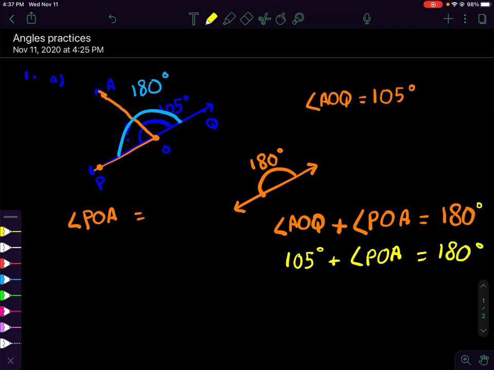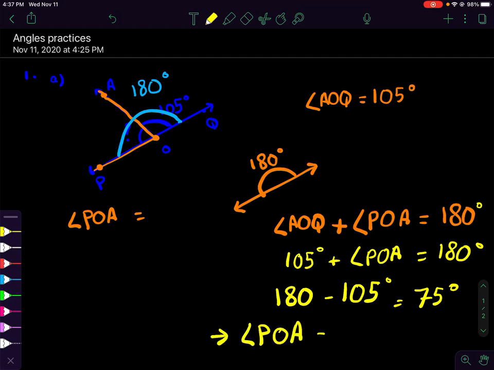So what do we have to do? We just have to do 180 minus 105. So all you need to do is to do the calculation and see what you get. So we get 75 degrees. Therefore, angle POA equals to 75 degrees.